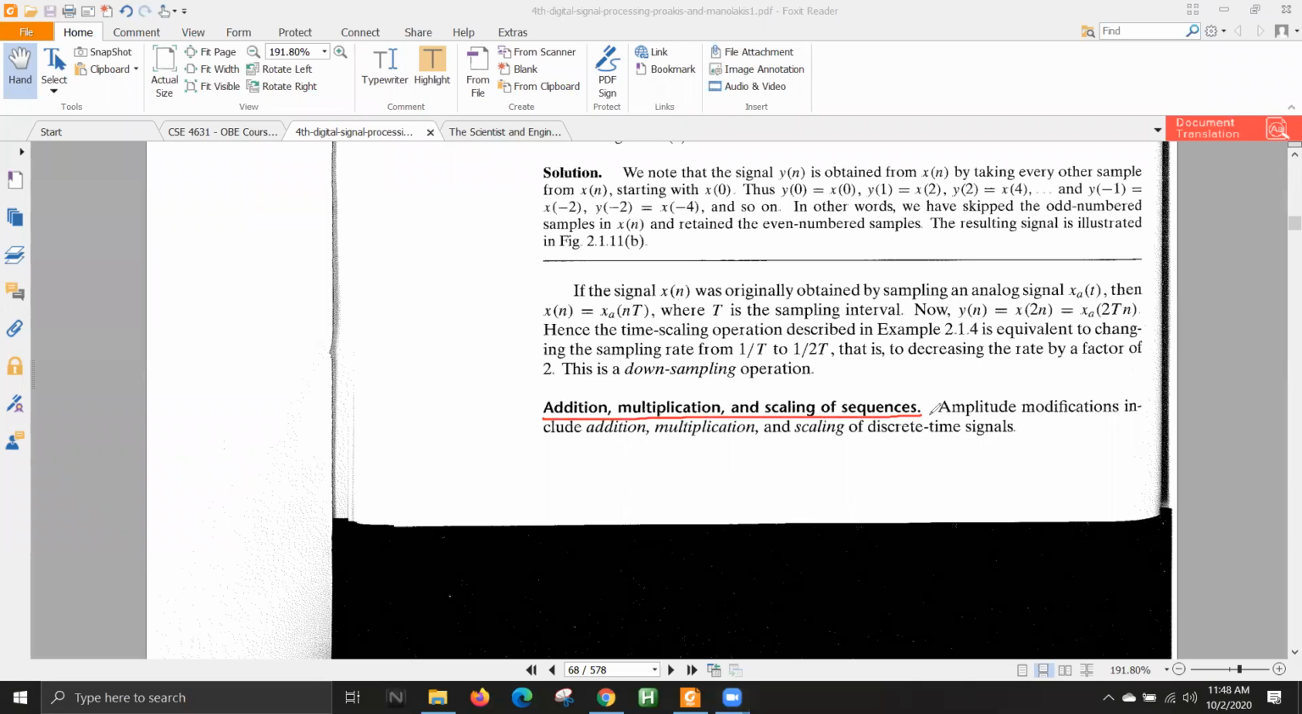This is just the, what can I say, the manipulation along the amplitude axis: adding, multiplication, and scaling of sequences. It is just manipulating along the amplitude axis. So amplitude modification you can do by adding signals, or multiplying signals, or by scaling signals.